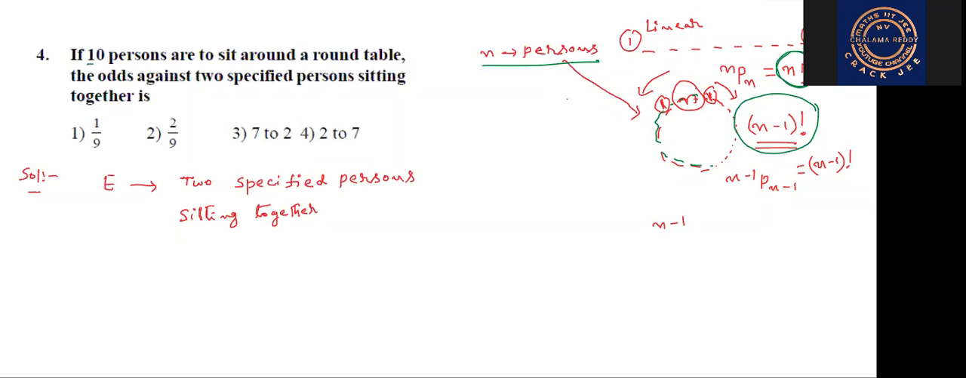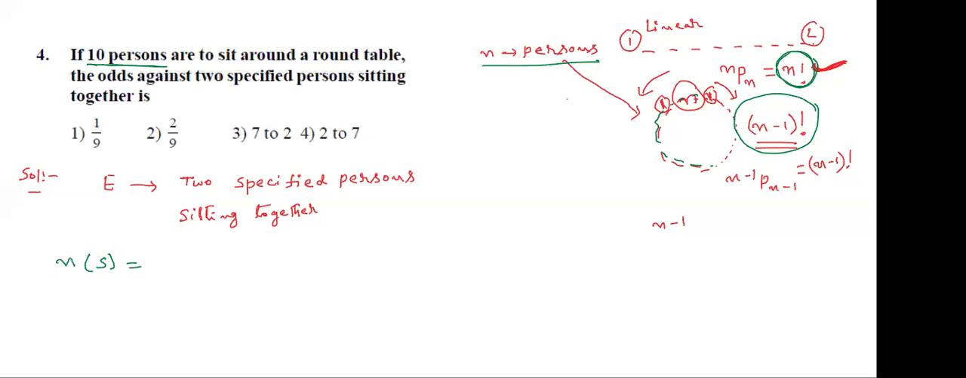Now, how many persons are there here? 10 persons. 10 persons can be arranged in a round table. Round table means that is circular permutation only. What is the formula? 10 minus 1 factorial, that is equal to 9 factorial. Students, all of you understood how we got n of S.